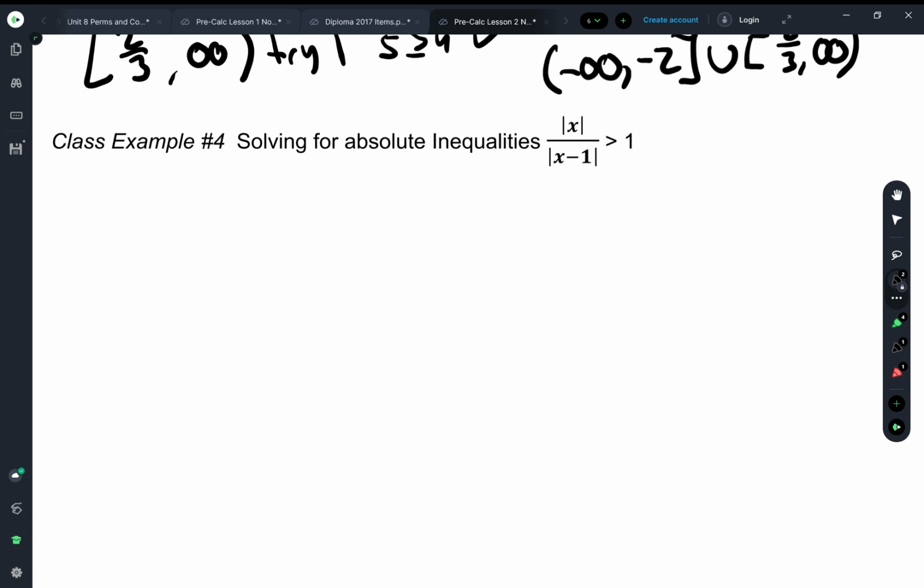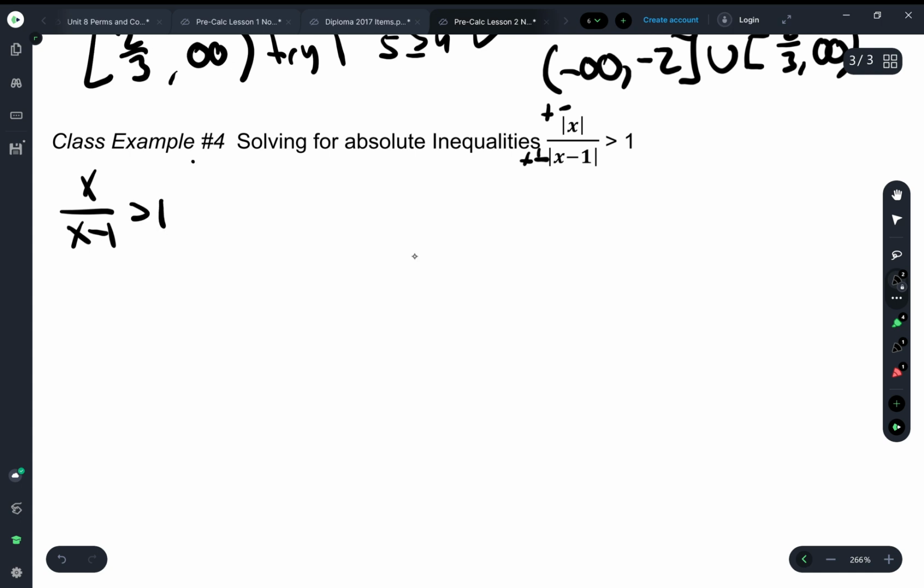Okay, so let me explain that again. This can be positive, negative, this can be positive, negative. So that yields four possibilities. Four possibilities, okay? So let me show you what I mean. The first one would be just positive, positive. So x over x minus 1 greater than 1. That's your first one. We'll do a little dashed line here. My second one is making the bottom negative.